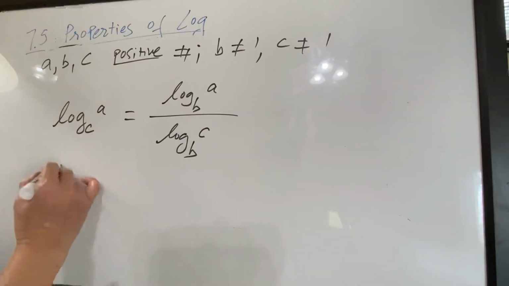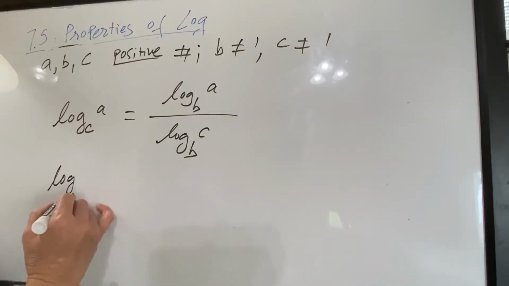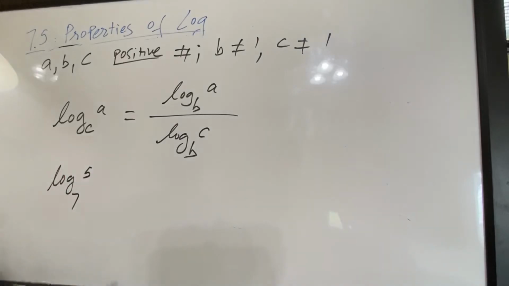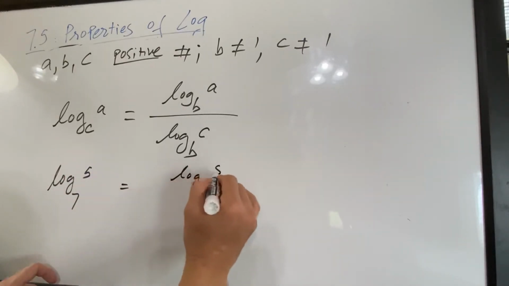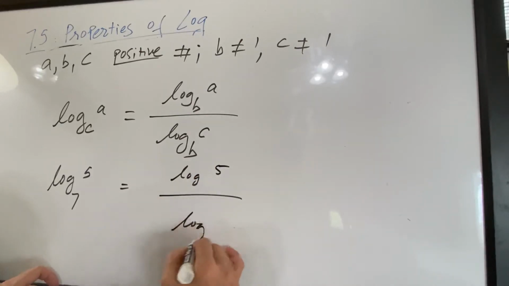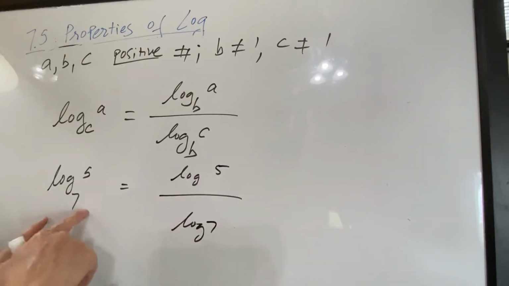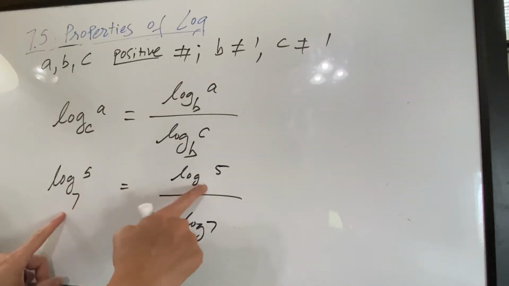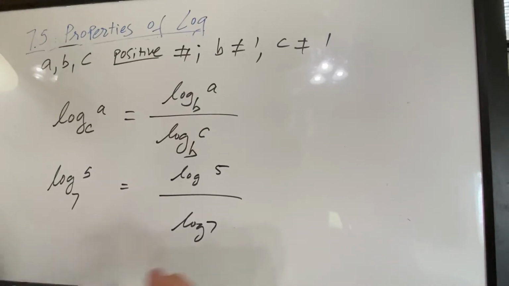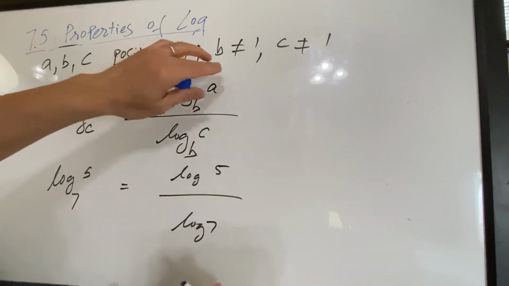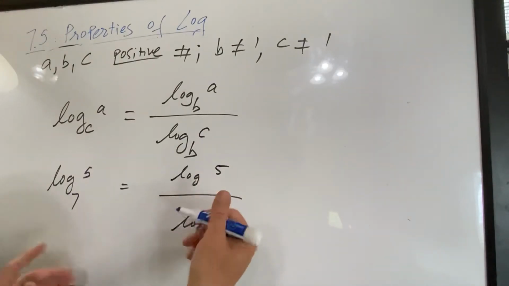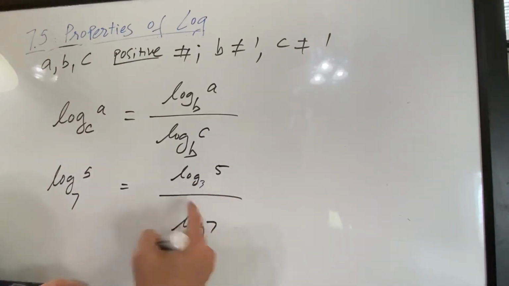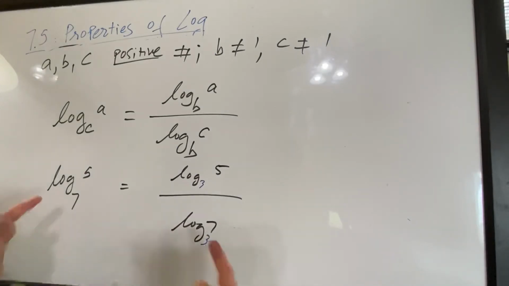For example, how do I rewrite log base 7 of 5? Look, I can rewrite this as log of 5 over log of 7. But you ask Mr. Dan, they have base 7 over here, so what would be the base over here? The base over here can be any number other than 1, and must be positive. You can pick, let's say, 3. If that's 3, then this is 3. Got it? That works.